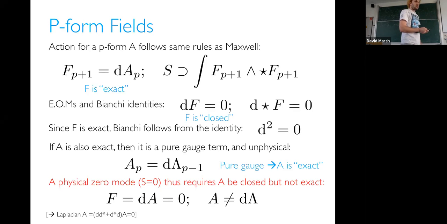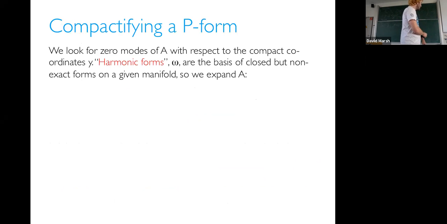Why on earth have I told you this? I have told you this because now we can use a bit of machinery and some results from mathematics. So we need to look for 0 modes of A. We want to know what happens when we compactify this p-form and find 0 modes with respect to the compact coordinates. There is a special class of forms called harmonic forms omega, which are a complete basis. So if we write our solution as a sum of these harmonic forms with general coefficients, it will just be a general solution. You haven't made any assumption about what the solution is.